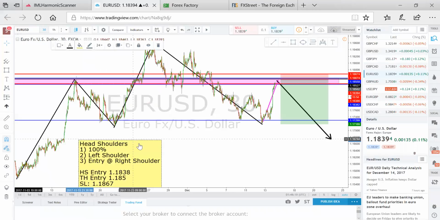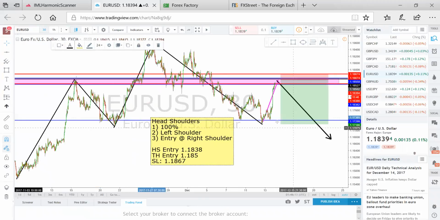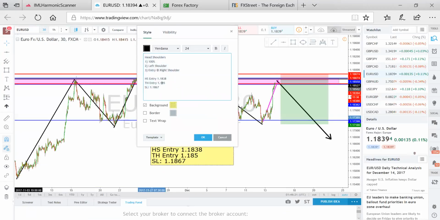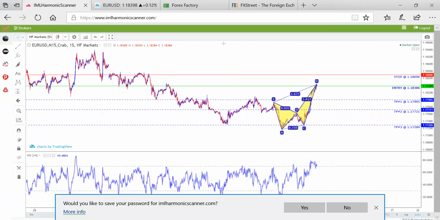Right, so what I'm doing, I'm just going to go over this. Let me send this picture so you can have it while I go over it. Take profit will be 1.1725. And look at this. Even the harmonic scanner has a similar take profit as what we just put, 1.1728. Very similar.